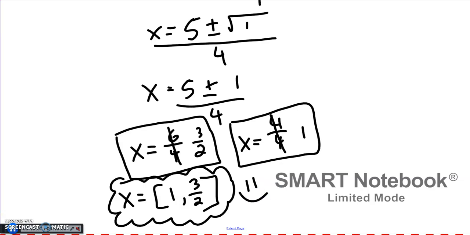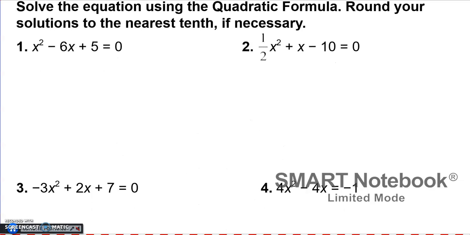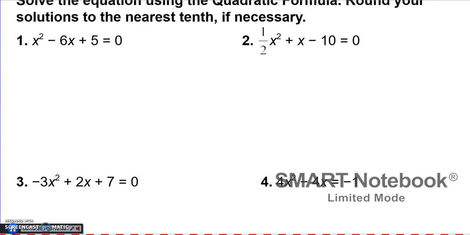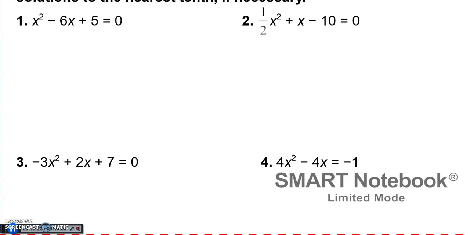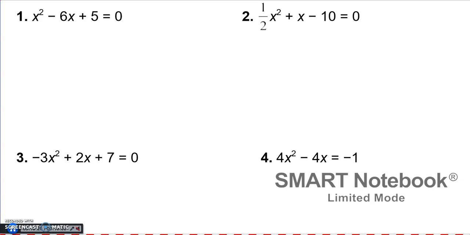We're going to have you practice a few. There's going to be 4 problems on the next slide. Pause the video, complete them, and then resume when you're ready to move on. So again, here are the four equations that I'm going to ask you to practice on and solve. And when you're ready to move on, the answers are going to be on the next slide.